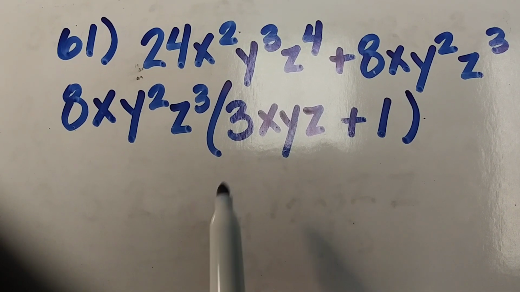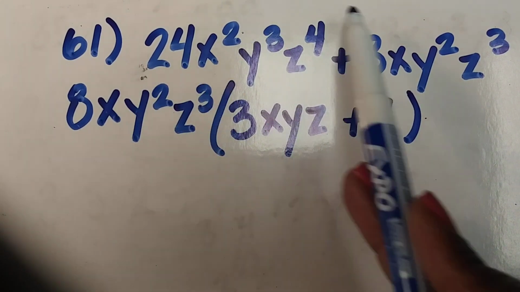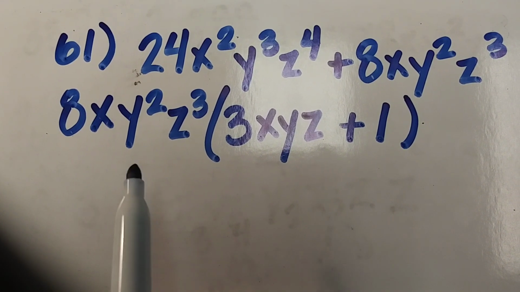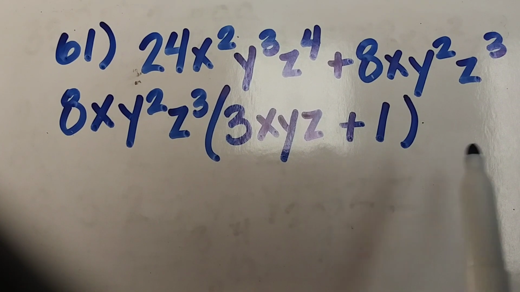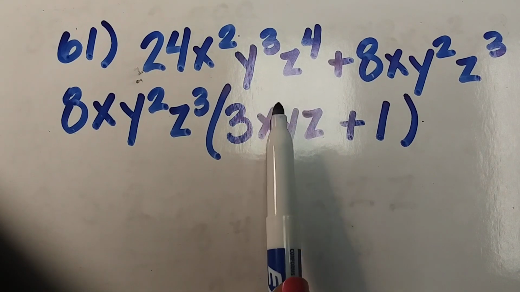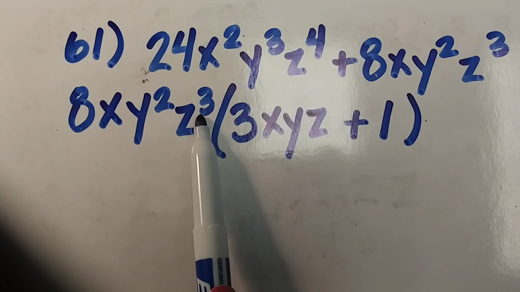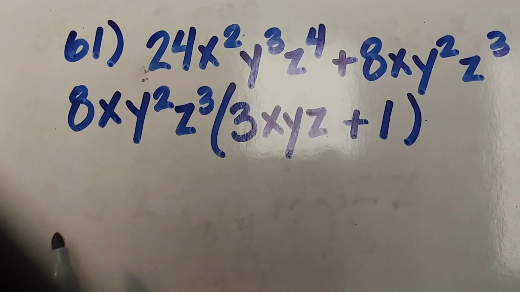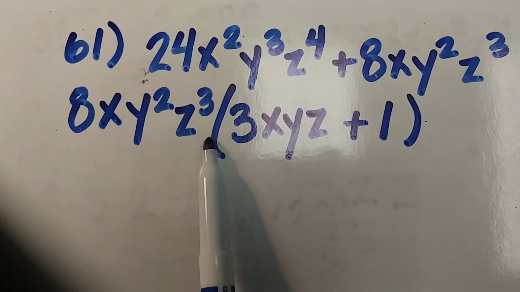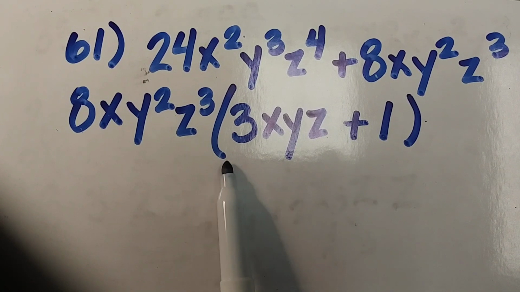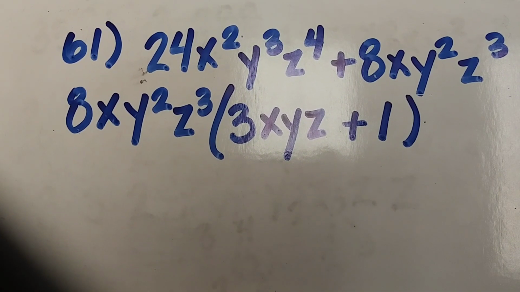You can check yourself by using the distributive property. But again, you need to remember your properties of exponents. When multiplying, you add the exponents. 1 plus 1 is 2. 2 plus 1 is 3. 3 plus 1 is 4. And then 8xy squared z to the third times 1 is itself again.